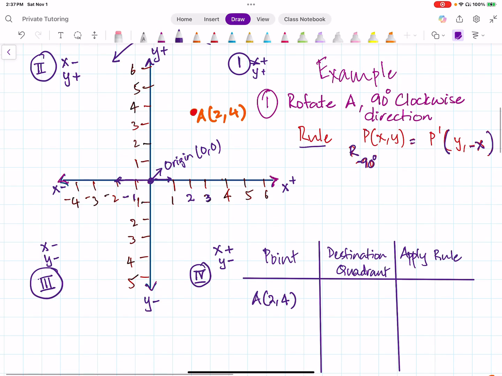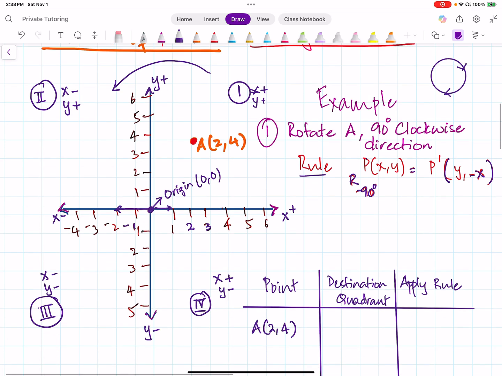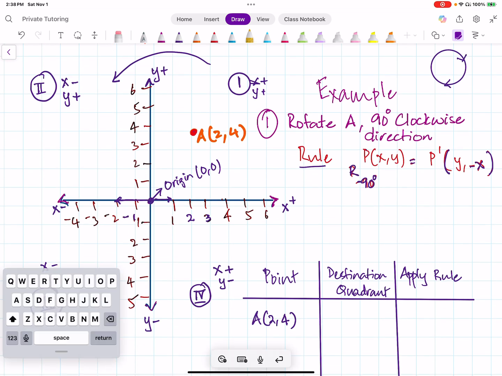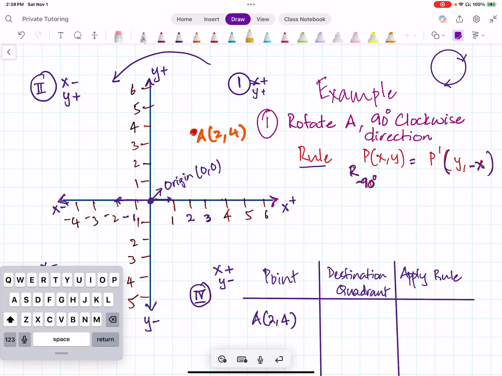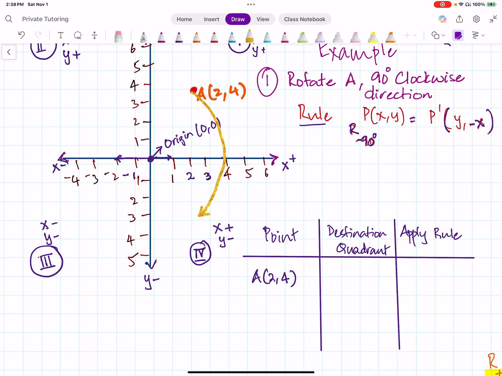So the question says rotate it in clockwise direction. So go ahead and draw your clockwise direction. If that is your circle, clockwise direction moves this way. So if your point is here and a clockwise rotation is going to move it in a clockwise direction into this quadrant. Now, the quadrant here is quadrant 4. That's an important point to note.